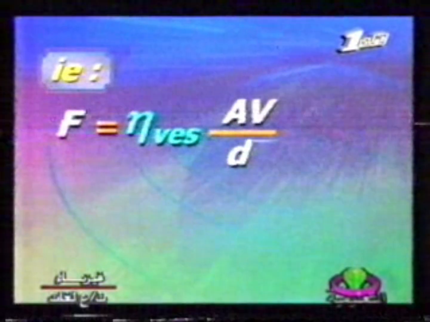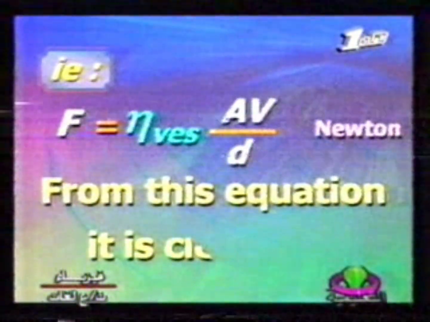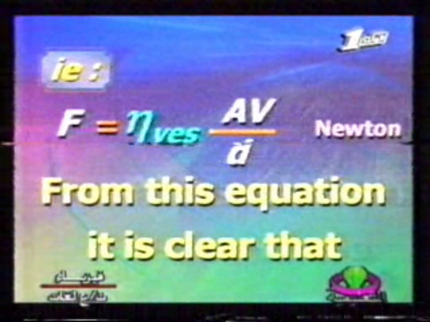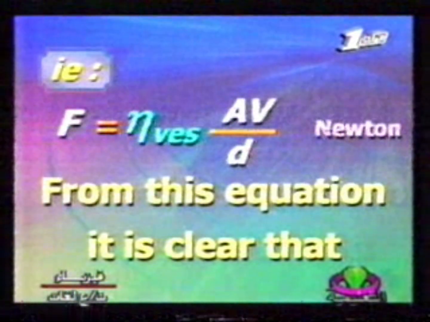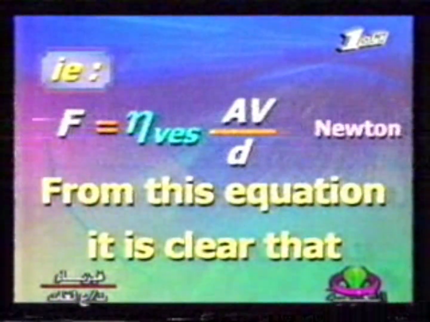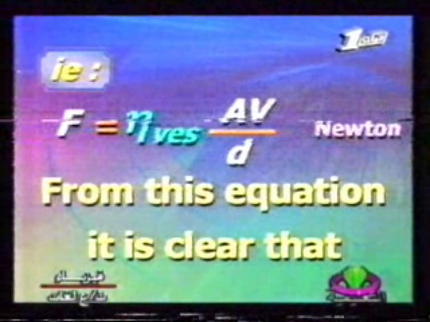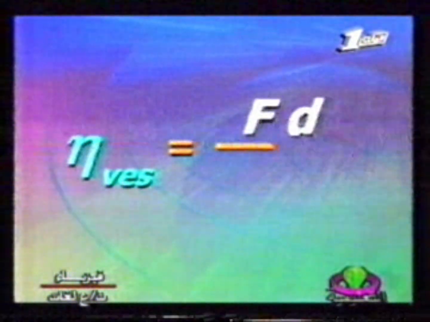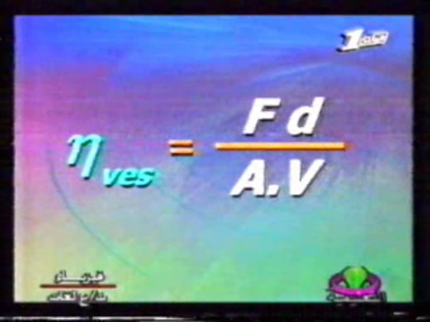Therefore, F equals a constant. This constant is called eta, AV over D. Here we have to differentiate between eta in Pascal's principle and eta here. Eta here is denoted by eta, viscosity. From this equation, it is clear that eta equals Fd over A times V.